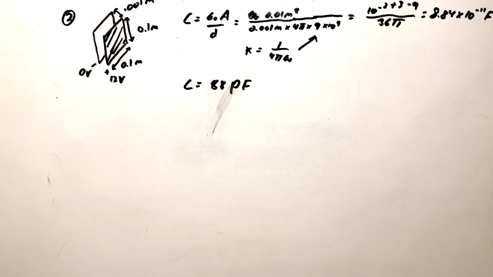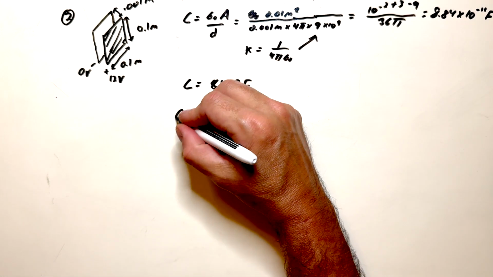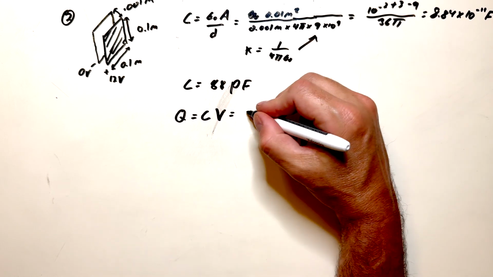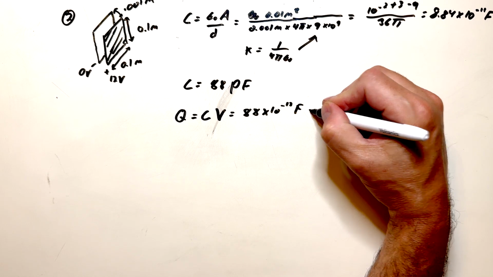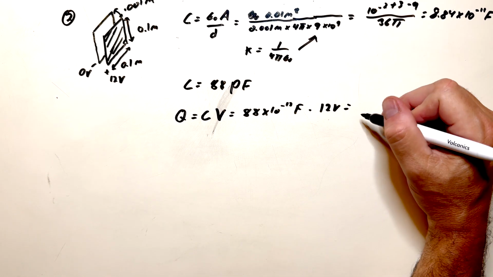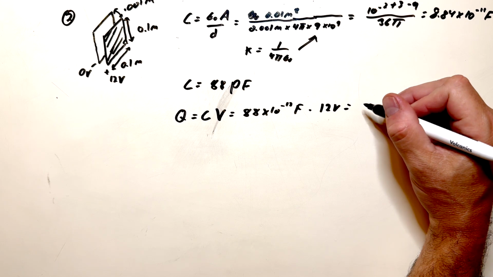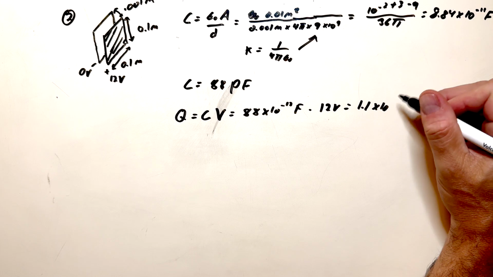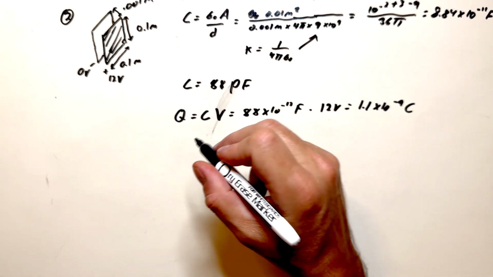And what else do we need here? Let's see. I completely forgot what we were doing. Find the number of electrons stored. So now I have the capacitance. Okay. So Q, the charge, is equal to the capacitance times the potential. Well, we know the potential is 12 volts. So we're going to get 88 times 10 to the minus 12 farads times 12 volts. And that is going to equal 1.1 times 10 to the minus 9 coulombs, so it's about a nanocoulomb.